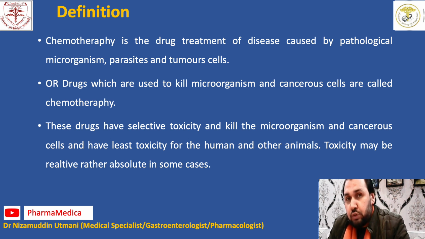Chemotherapy refers to those drugs which are used to kill microorganisms or cancerous cells. If we are using it to kill microorganisms, we call it an antibiotic, and if we are using it to kill cancerous cells, we say this is cancer chemotherapy. If we are using it to kill malarial bugs, we say antimalarial. If we are using it to kill tuberculous bugs, we say antituberculous. If we are using it to kill viruses, we say antiviral. If we are using it to kill fungus, we say antifungal. But collectively, all of them are called chemotherapy.